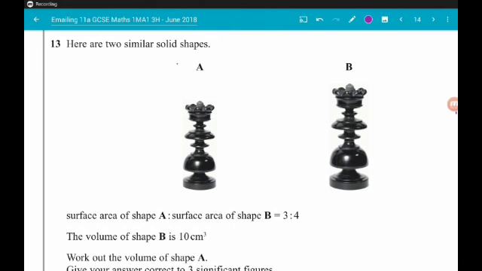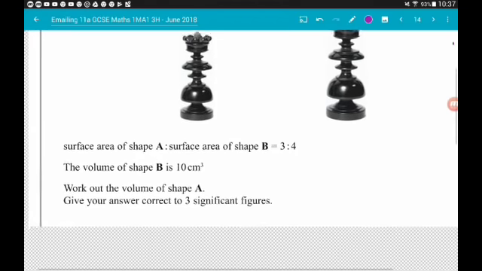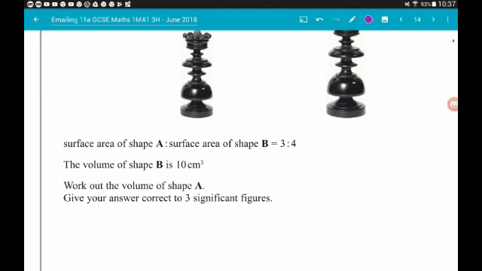Question 13, we've got two similar shapes, A and B, clearly chess pieces. We're told the surface area of A to the surface area of B is 3 to 4. The volume of shape B is 10 centimetres cubed. We want to find the volume of shape A, giving our answer to 3 significant figures.